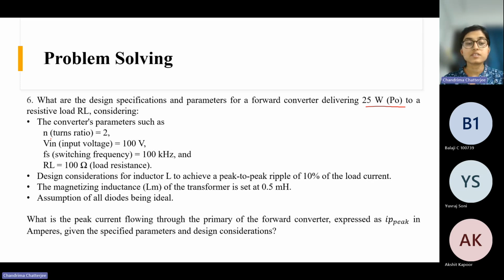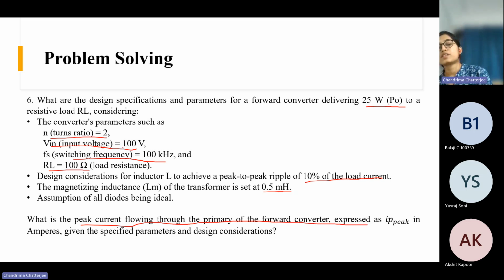The parameters are given. The turns ratio is 2. Input voltage is 100 volt. Switching frequency is 100 kilohertz. Load resistance is 100 ohm. The design consideration for inductor L is to achieve a peak-to-peak ripple of 10% of load current. The magnetizing inductance value is 0.5 millihenry, and all the diodes are assumed to be ideal. What is the peak current flowing through the primary of the forward converter, expressed in amperes?